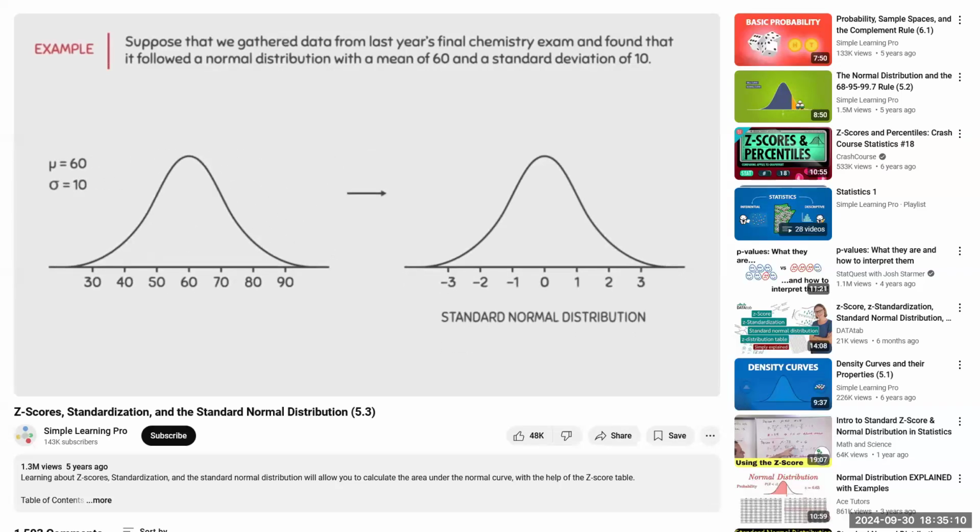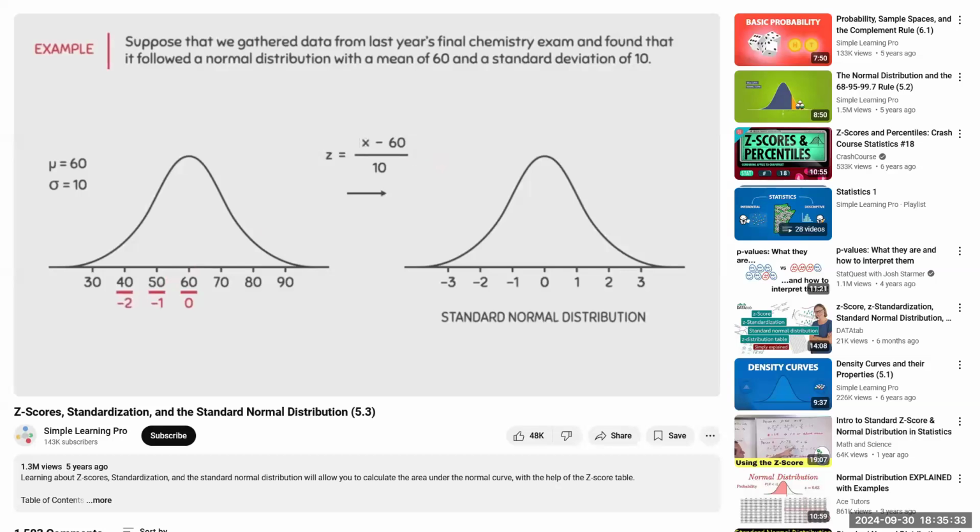To convert this distribution to the standard normal distribution, we will use the formula. The value of mu is equal to 60 and the value of sigma is equal to 10. We can then take each value of x and plug it into the equation. If I plug in 60, I will get a value of 0. If I plug in 50, I will get a value of -1. If I plug in 40, I will get a value of -2.